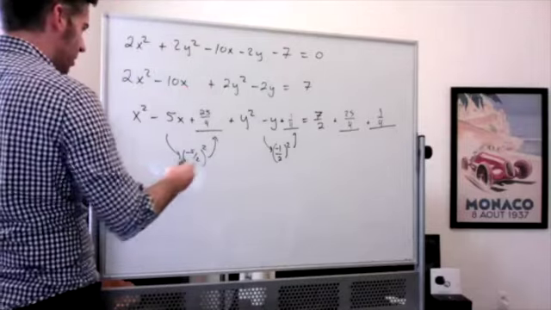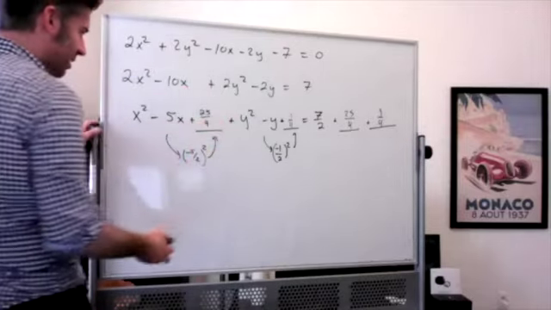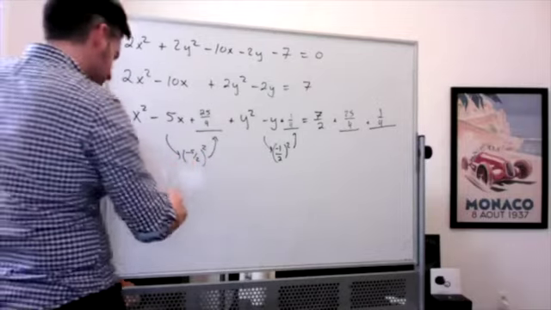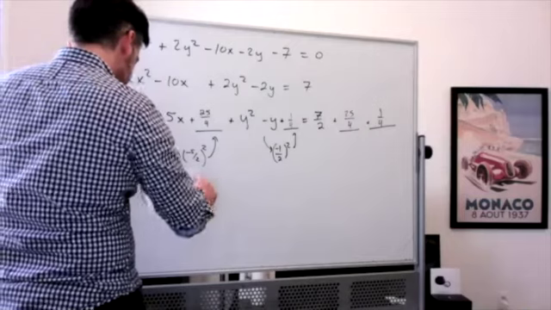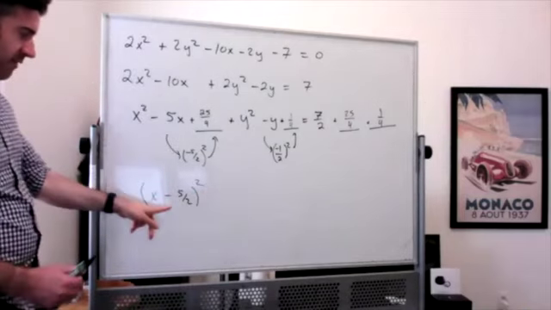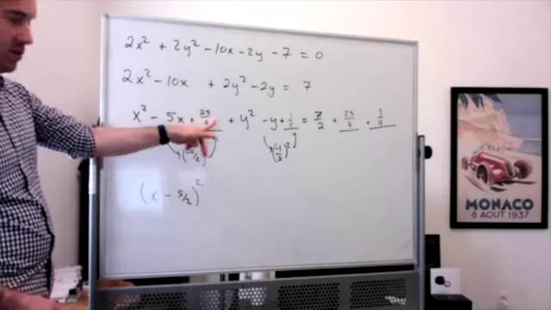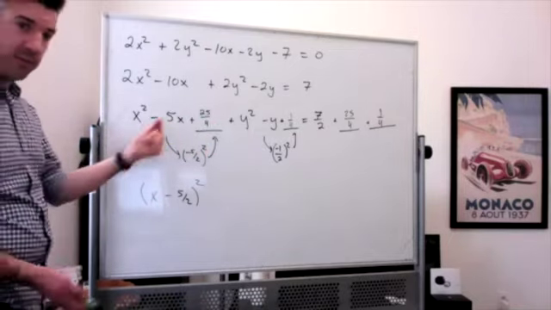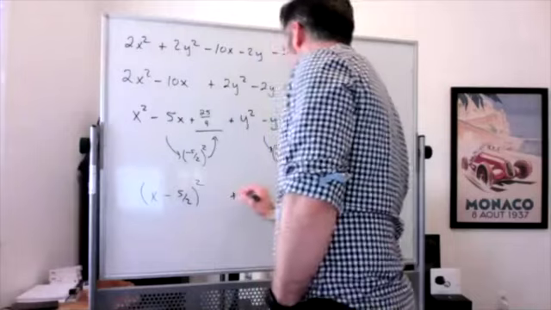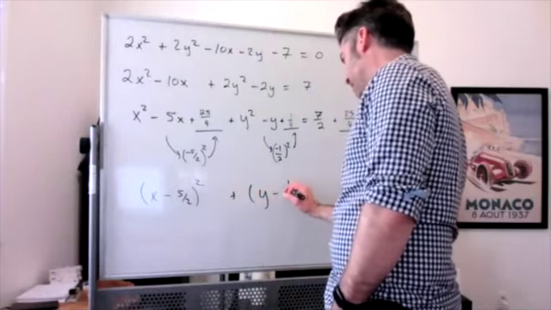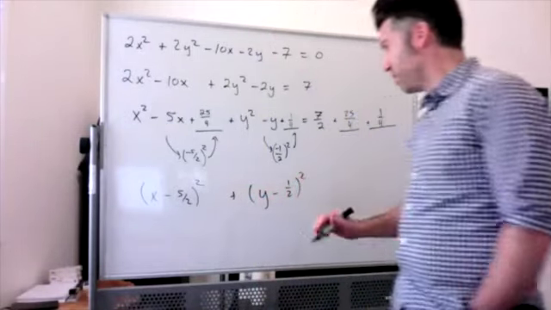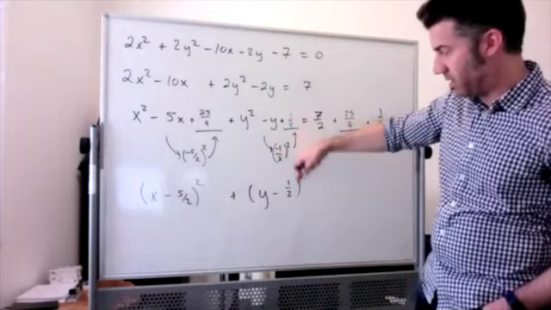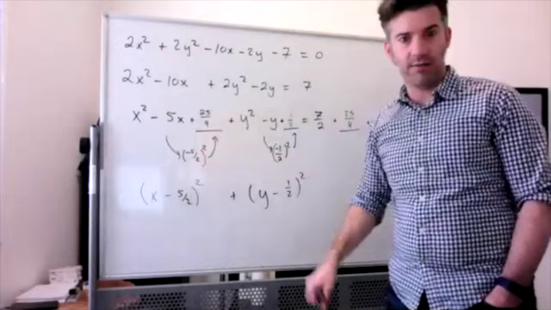So then this is going to factor. It's going to factor as x minus 5 halves squared. Because negative 5 halves times negative 5 halves is 25 fourths. And negative 5 halves plus negative 5 halves is negative 5. In a similar way, this part's going to factor as y minus 1 half squared. So it's always just the number that is half of this coefficient. That's what ends up going right there.